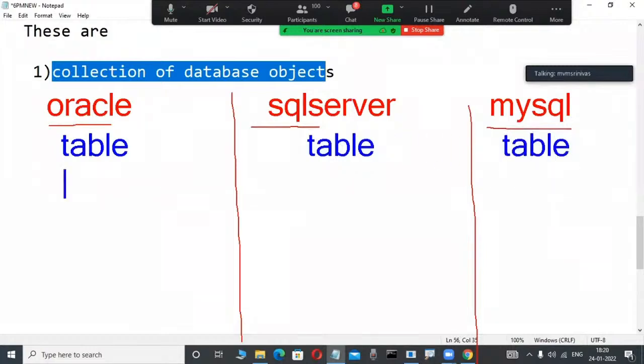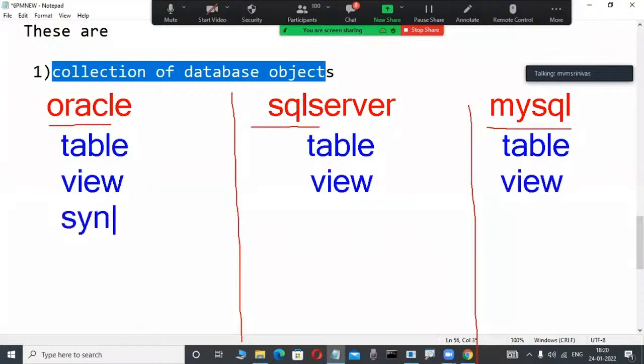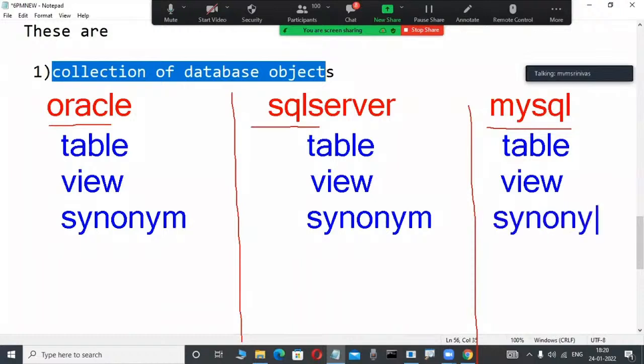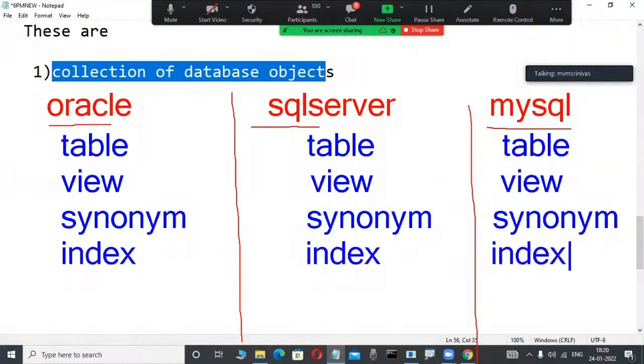Again, a view is a database object with some purpose. It is there in each of them. A synonym is also a database object. What is a synonym? What is a view? We are learning them in our course, don't worry. An index is there too; these are called objects. Some terminology, big concepts. Okay, fine.